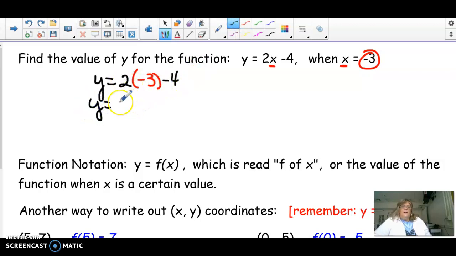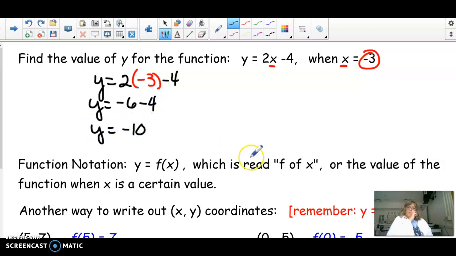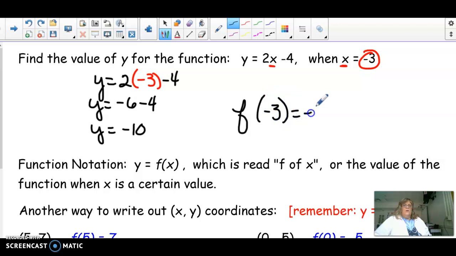So 2 times a negative 3 gives us a negative 6, and a negative 6 minus 4 gives us a negative 10. So when x is negative 3, y is negative 10. We can write that in function notation, saying that f of negative 3 is equal to negative 10. So this is the correct function notation.